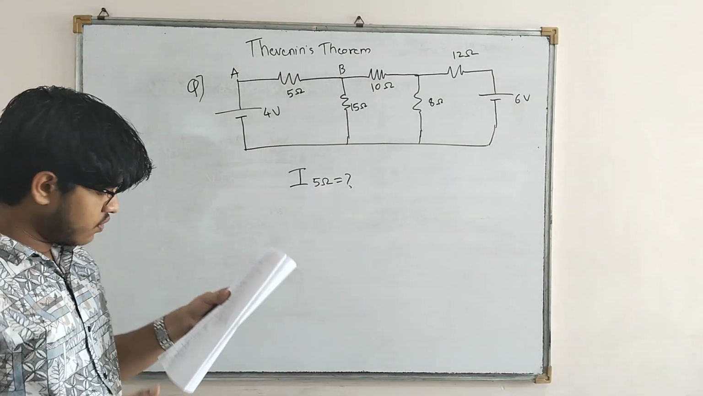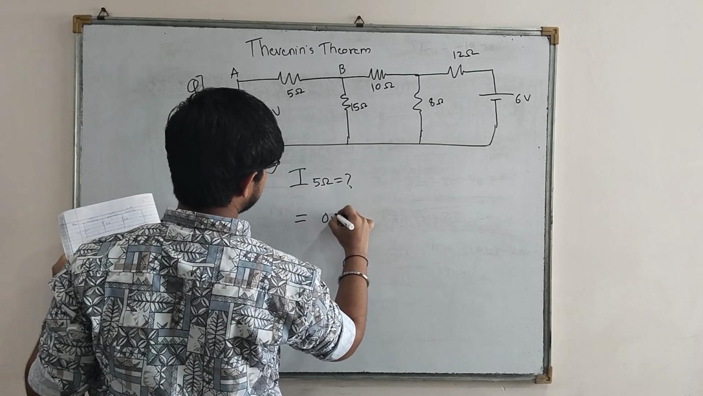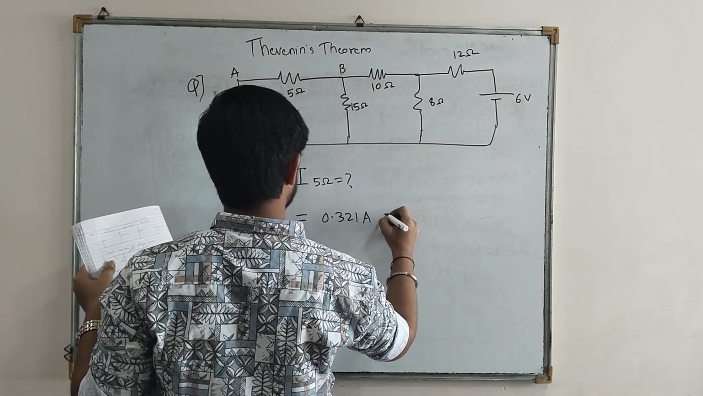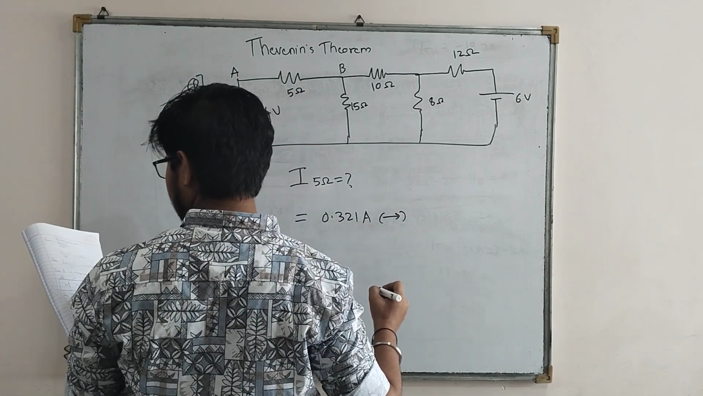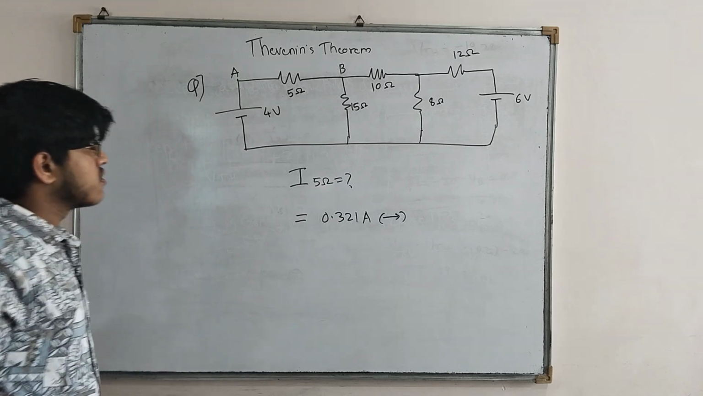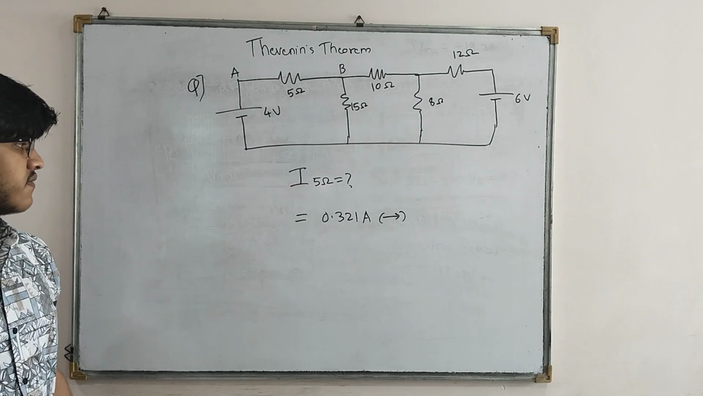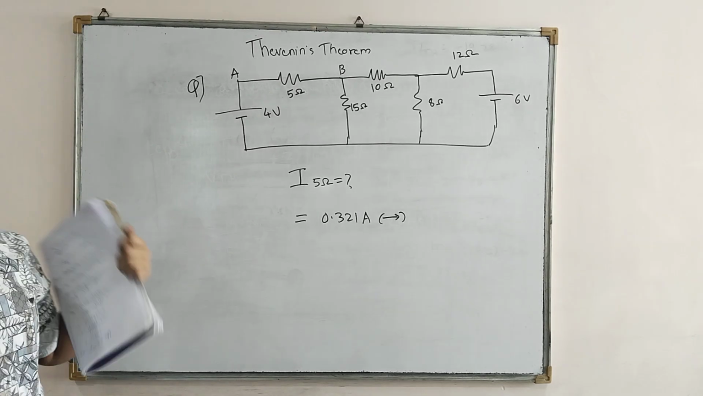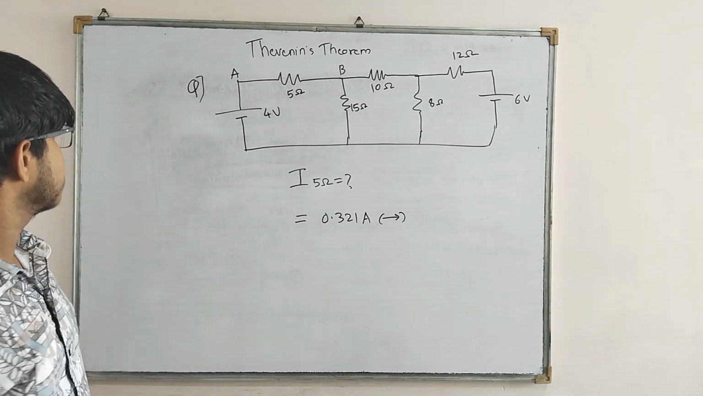Okay, so I will just give you the final answer also. So its answer turns out to be 0.321 ampere flowing in this direction. Okay. So this is our beautiful question, and I request you all to solve this question. If there seems to be any mistake in this answer, then you can also solve this question with mesh analysis, nodal analysis, or superposition theorem.